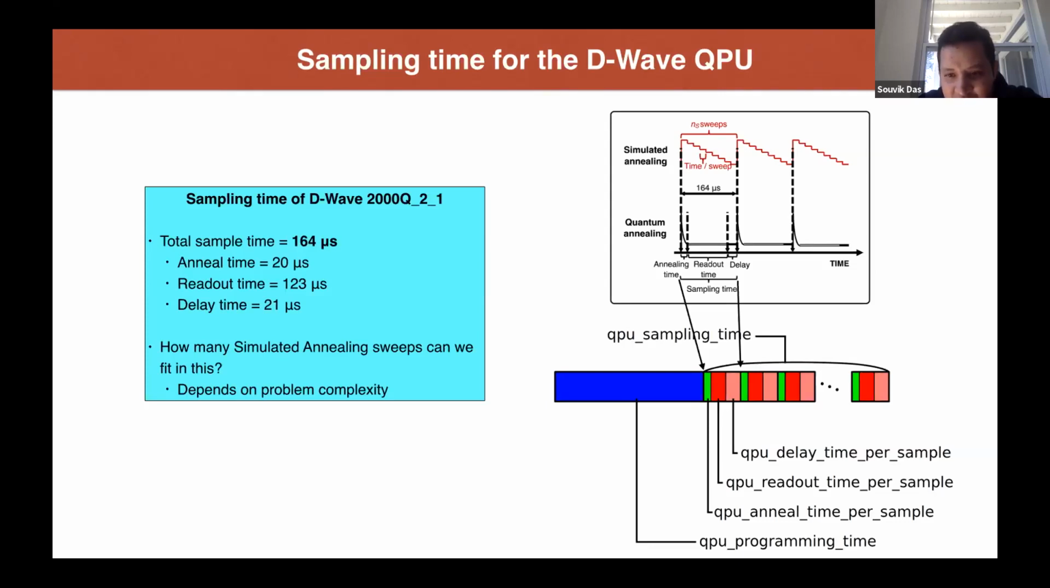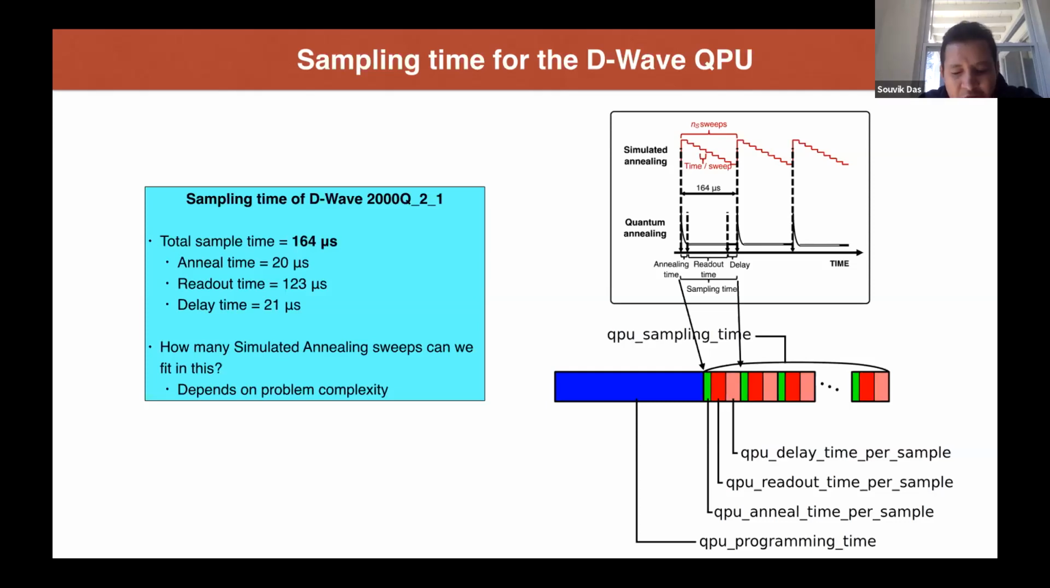But once it is processed, you can set up the quantum system, anneal it, read out, and then have a thermalization delay between them. Altogether, this process is repeated 10,000 times, and a single iteration, which is called sampling, takes 164 microseconds on the D-Wave. Some of it is configurable and programmable, like the annealing time. Some of it is hardware limited, like the 123 microseconds of readout time. That can actually be improved according to the hardware designers at D-Wave, and that's purely classical.